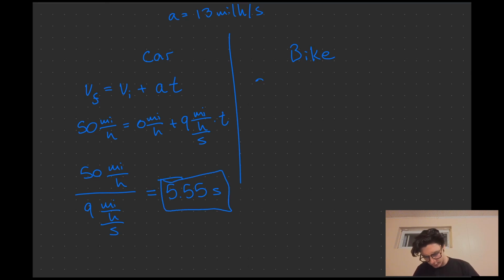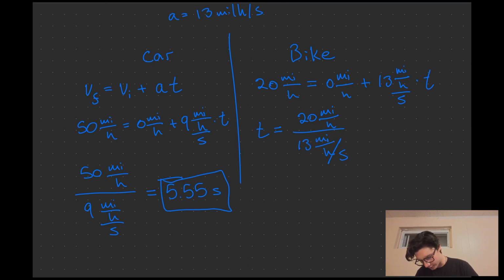So the bike reaches its final velocity at 20 miles per hour. Its initial is 0 miles per hour, and it is accelerating at 13 miles per hour per second for a specific time interval. We already know this time interval is in units of seconds, and we can just do 20 miles per hour over 13 miles per hour per second.